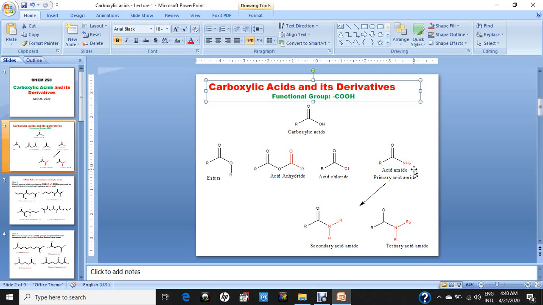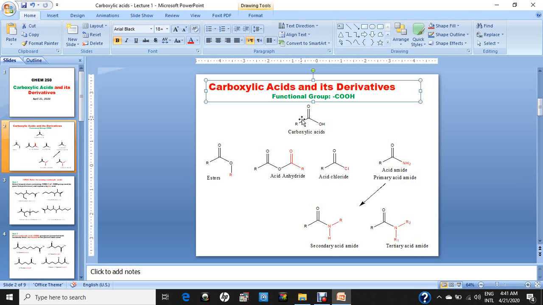This acid amide has further types. Acid amide exists in three forms: primary acid amide, secondary acid amide, and tertiary acid amide. Primary acid amide is when this nitrogen has two hydrogens. If one hydrogen is replaced by R, it becomes secondary. If both hydrogens are replaced by R1, R2, it becomes tertiary. In other words, primary acid amide has two hydrogens, secondary has one hydrogen, and tertiary has no hydrogen attached to nitrogen.